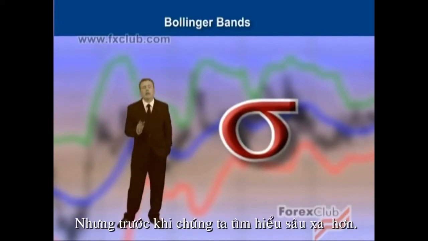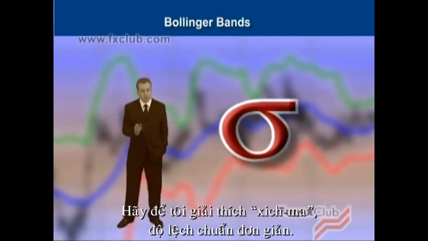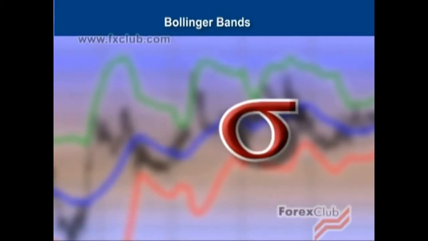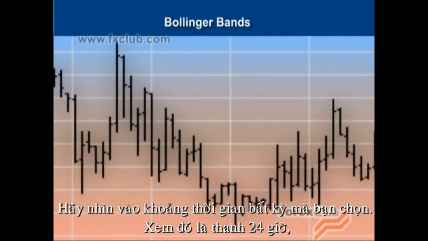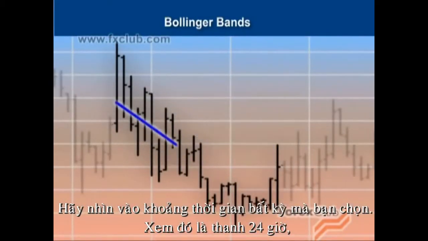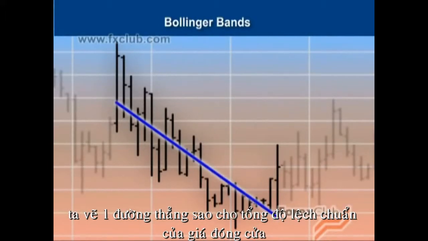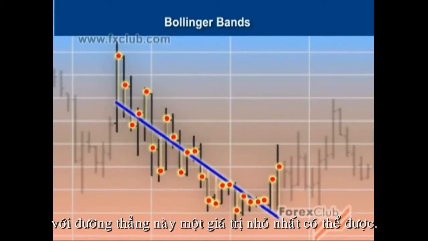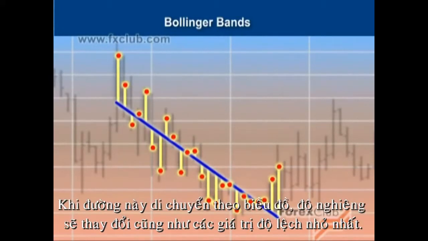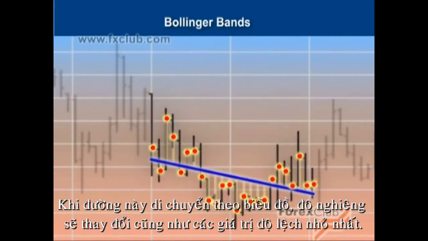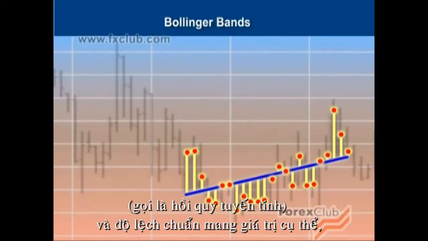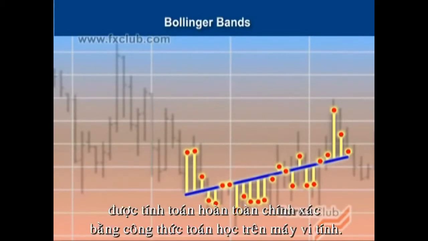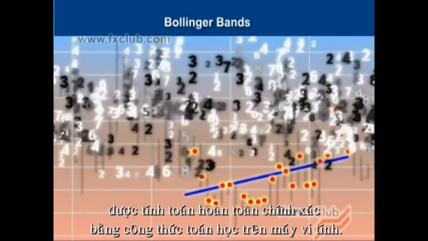But before we go any further, let me explain sigma, the symbol for standard deviation. The sigma value is a sign of the volatility of market prices. Look, for any time period that you select, let's say 24 hourly bars, we can draw a straight line in such a way that the sum of the deviations of the closing prices from this line is the minimum possible. As this line moves along the chart, its incline will change, as will the minimum sum of its deviations. But most importantly, the incline of this line, and it's called linear regression, and the minimum sum of deviations have a precise value that can be accurately calculated using mathematical formulas on a computer.